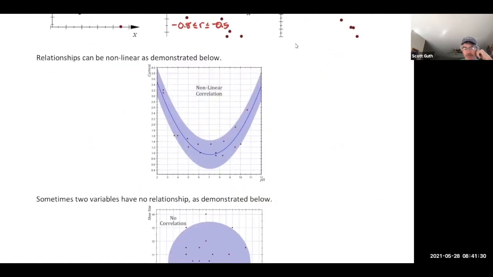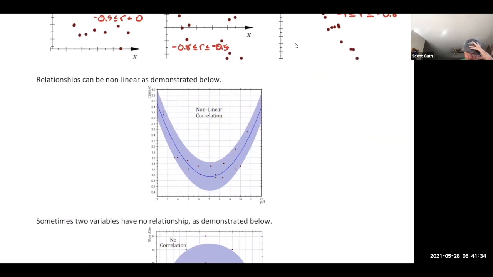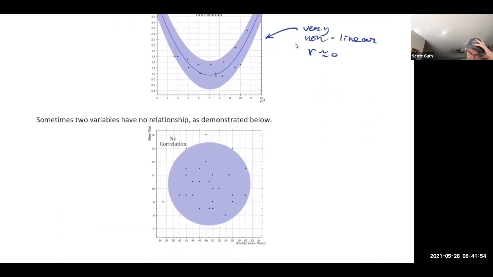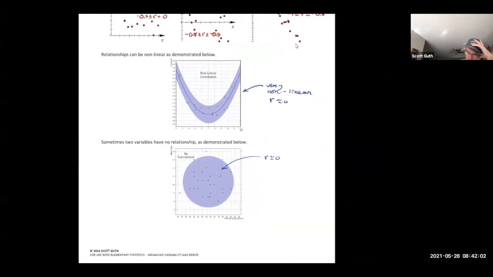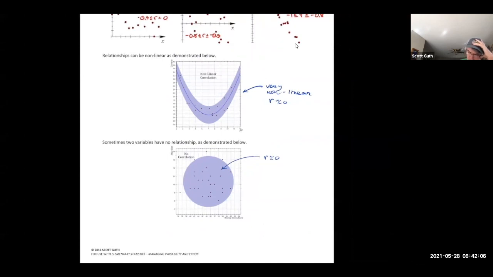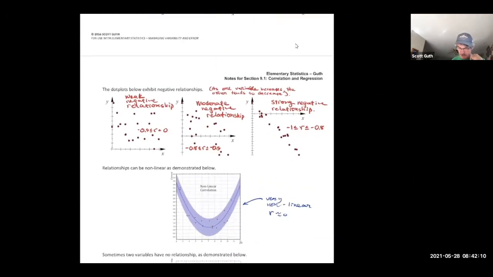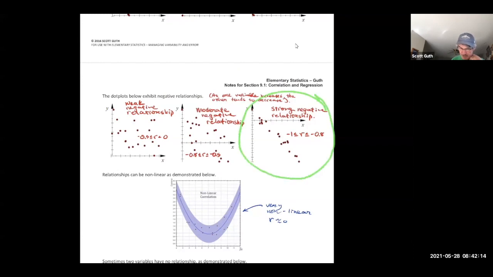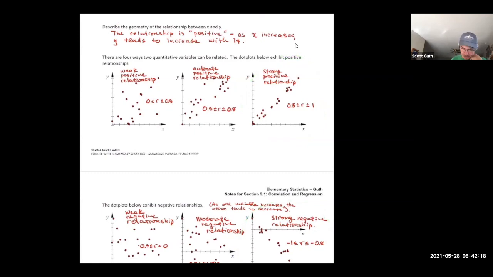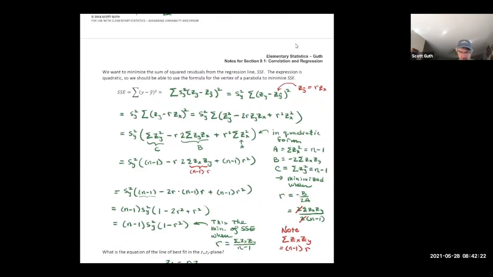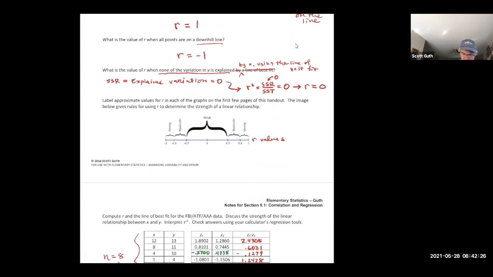The other case I think I forgot to mention is the non-linear relationship. The more non-linear it is, the closer R will be to 0. Where there's no relationship at all, again, R is close to 0. So this number R is mostly telling us when there are strong linear relationships, either positive or negative.